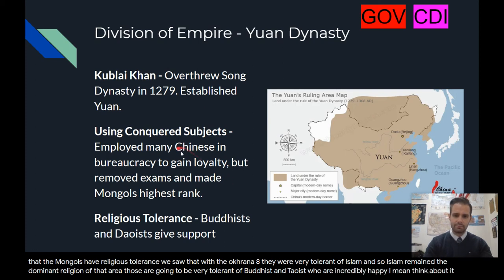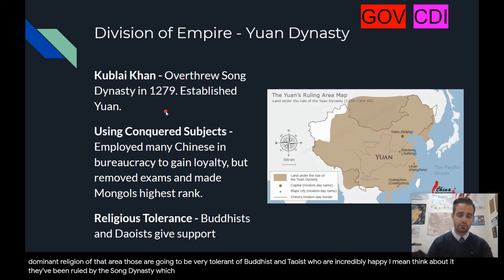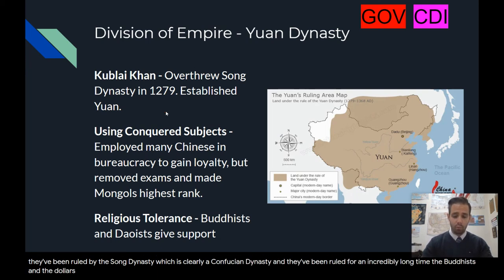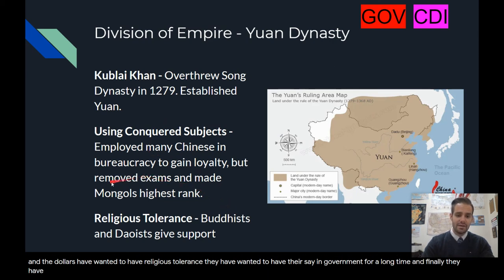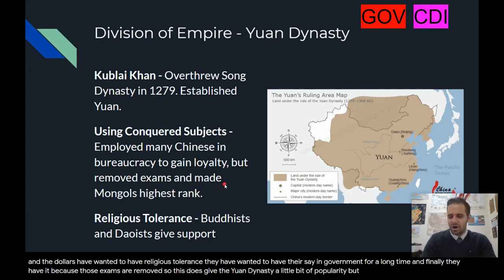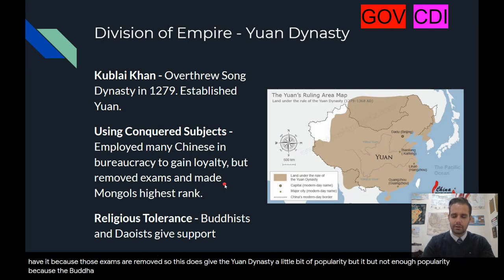I mean, think about it. They've been ruled by the Song dynasty, which is clearly a Confucian dynasty, and they've been ruled for an incredibly long time. The Buddhists and the Taoists have wanted to have religious tolerance. They have wanted to have their say in government for a long time, and finally they have it because those exams are removed. So this does give the Yuan dynasty a little bit of popularity, but not enough popularity because the Buddhists and Taoists are still minorities in the Chinese society.